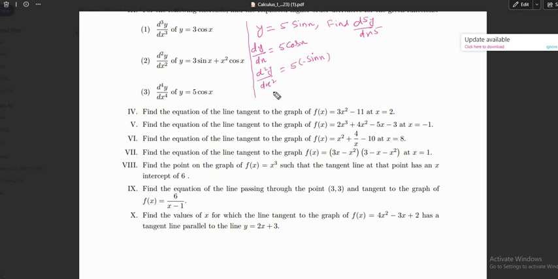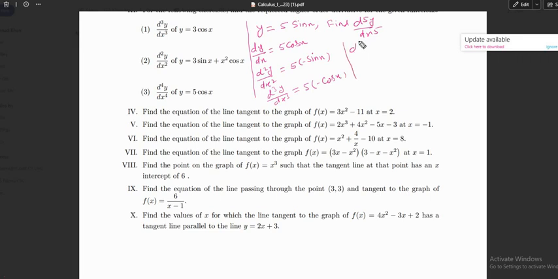Then the third derivative, d3y/dx cube, is equal to 5 times minus, and the differentiation of sine x is cosine x. See that one, that's why I didn't change this one.